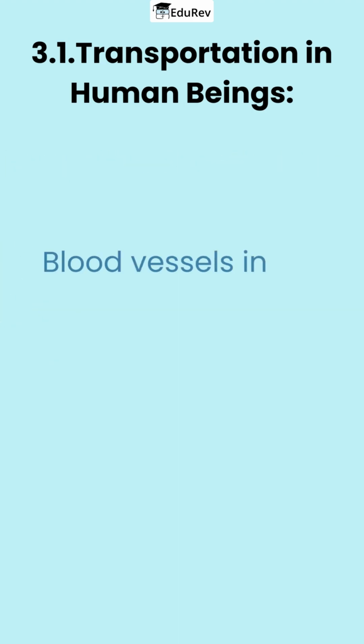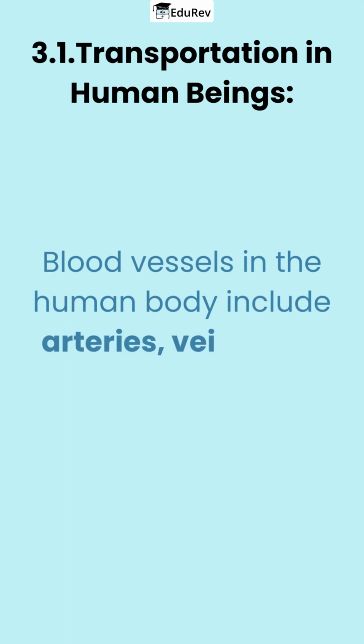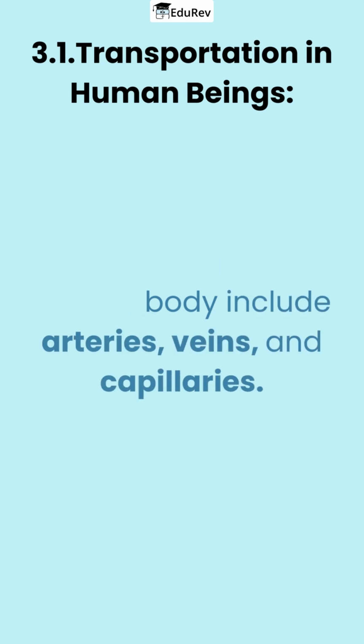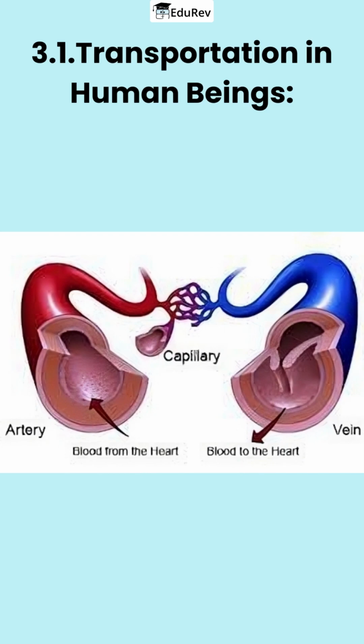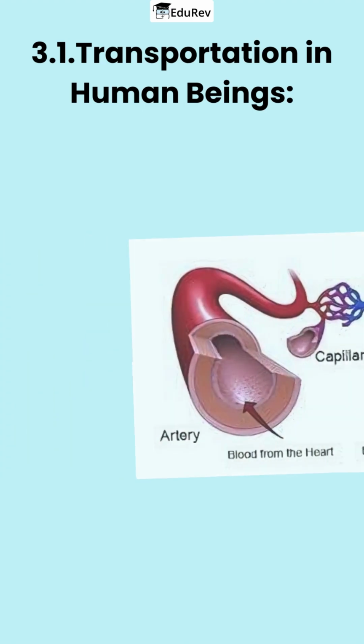Blood vessels in the human body include arteries, veins, and capillaries. Arteries have thick and elastic walls to withstand pressure from the heart, carrying oxygenated blood from the heart to various body parts. Veins collect deoxygenated blood from different body parts and return it to the heart, featuring valves to maintain one-directional blood flow. Capillaries are thin vessels branching from arteries to supply materials to cells. They merge into veins on the other end.